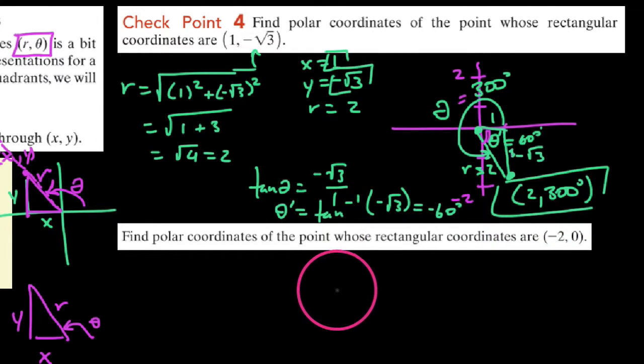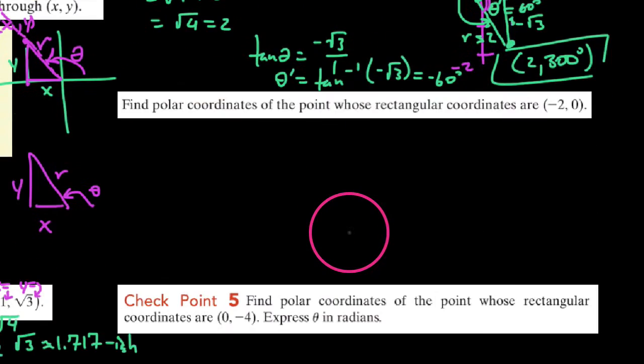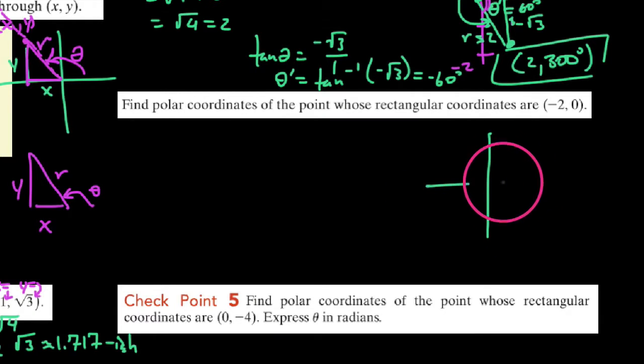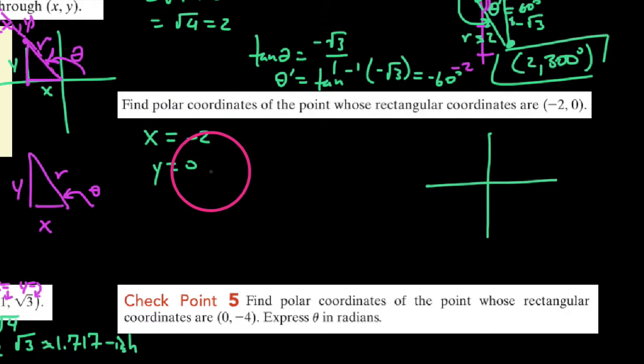So what I want to talk about before we seal this video up is basically this: a couple of situations where the points that you have in rectangular form are already lying on a quadrantal angle. Just go ahead and look at this example with me here. It says find polar coordinates for the point whose rectangular coordinates are these here. So we say x is negative 2 and y is 0.